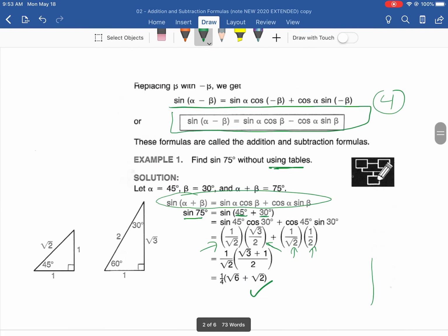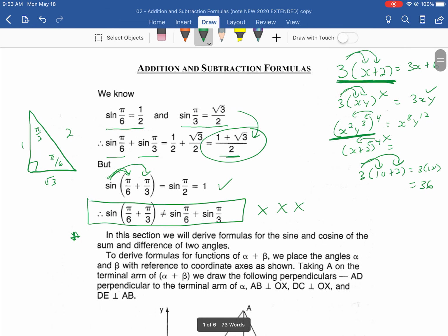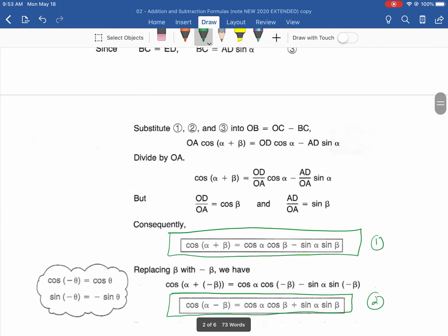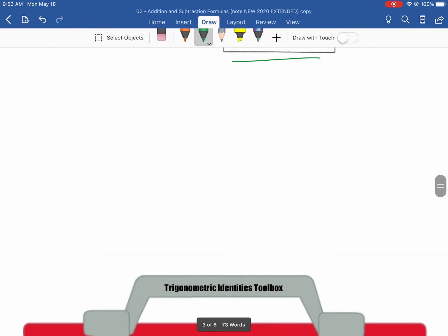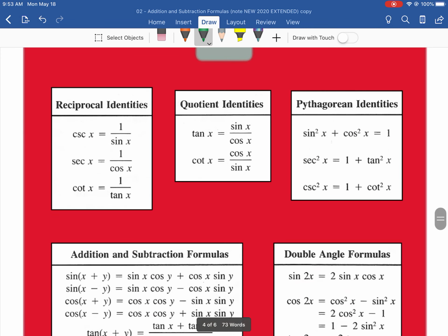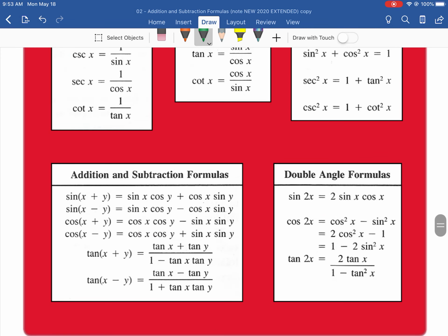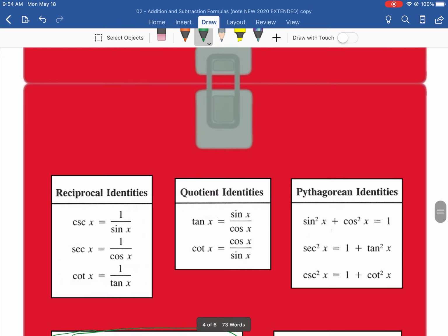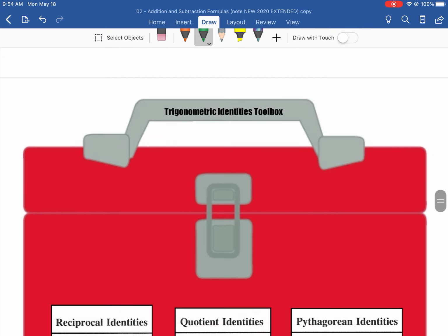Okay, what should you understand at this point? This is all you really need out of everything I've said so far: when you have sine, cos, or tan of two angles added together, you can't do distribution. The second thing you should understand is, if you want to do sine, cos, and tan of two things added together or subtracted together, you should use one of these formulas in this box, the addition and subtraction formulas.